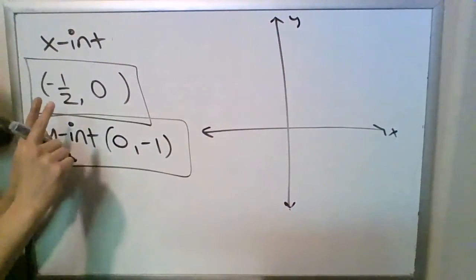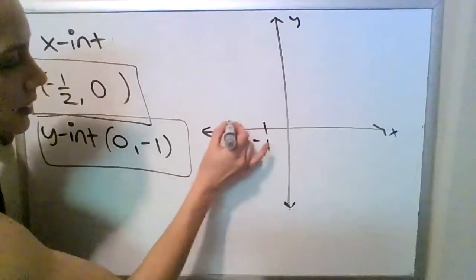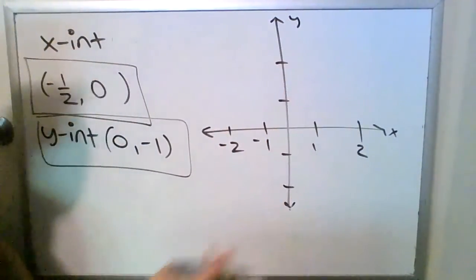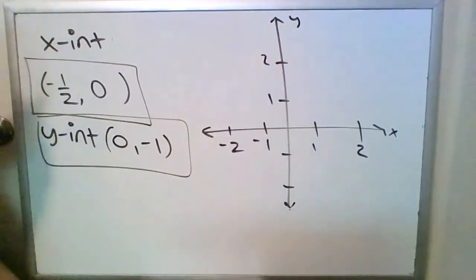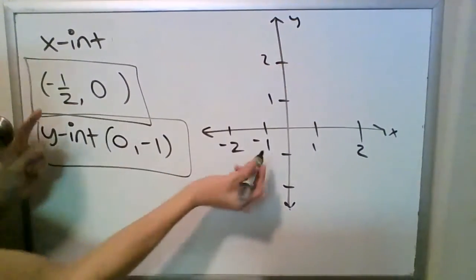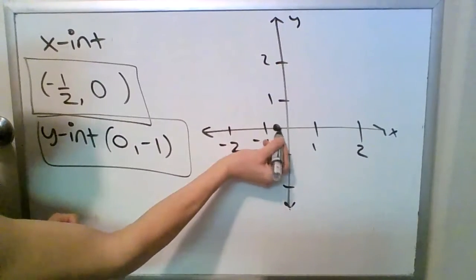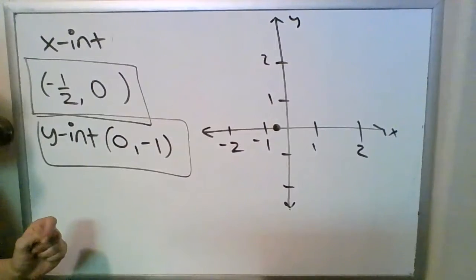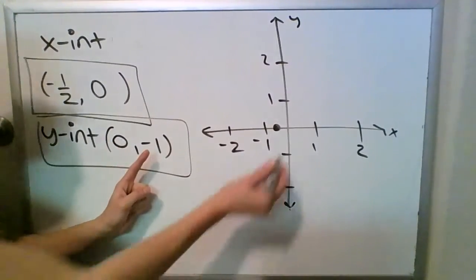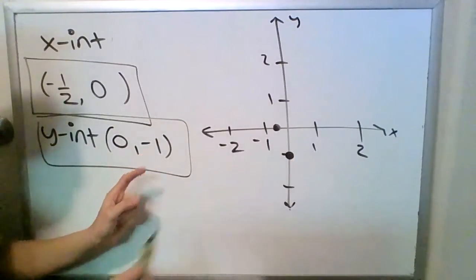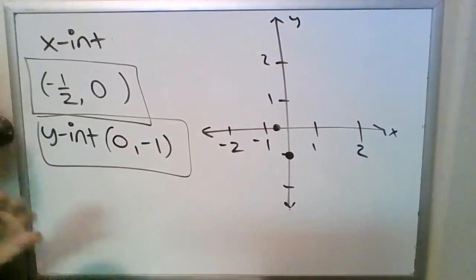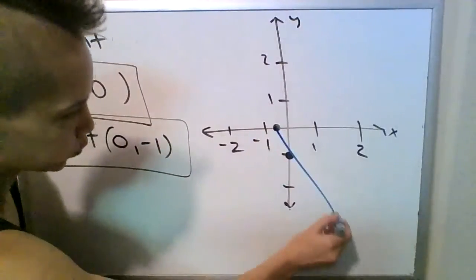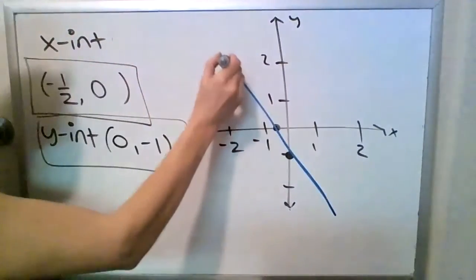Cool. I need some units. Let's go -1, 2, +1 and 2. -1/2, 0 would be right about here, between 0 and -1. 0 for x, -1 for y would be there. Then we're going to do our best to connect those dots with a straight line. It's pretty good.